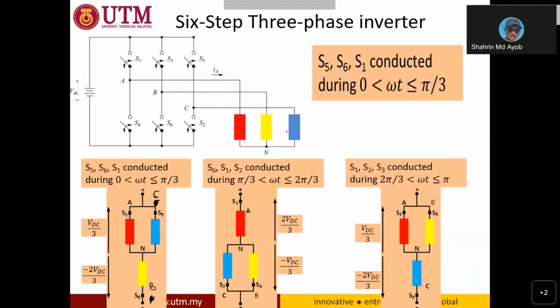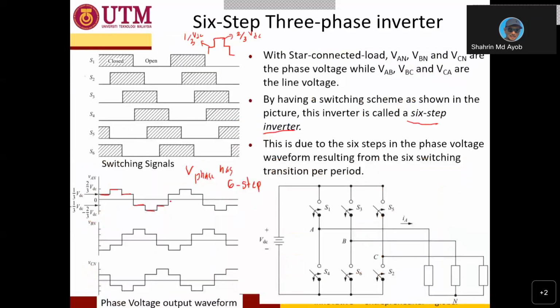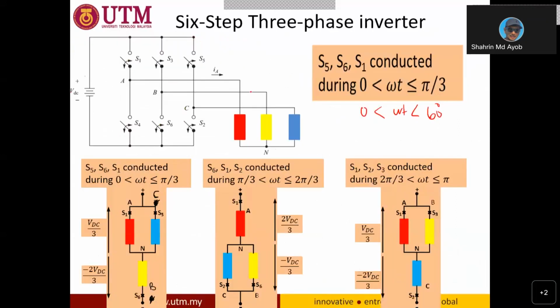For example, when from 0 to 60 degrees, this interval from 0 to 60 degrees is the first interval. In the first interval, S5, S6 and also S1 will turn on. Based on this configuration, you need to redraw it, so I have drawn this one.